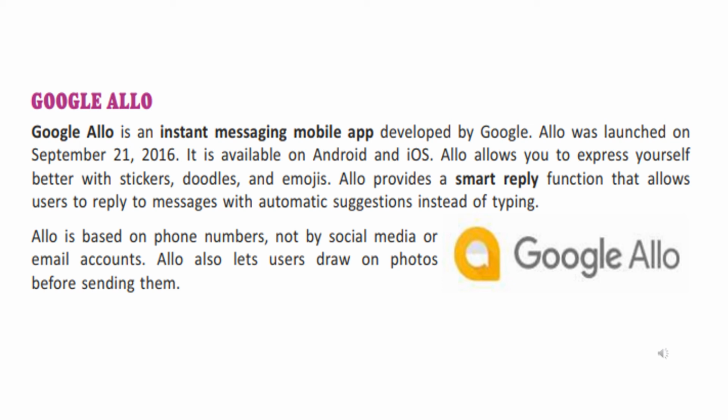You have maybe seen GIFs and emoticons: when we are not writing the reply with text, then we can send emoticons or images and moving GIF pictures while chatting with your friends. And Allo allows you to express yourself better with stickers, doodles and emoji. Allo provides a smart reply, and it is based on the phone number, not on a social media or email account. Allo also lets the user draw on a photo before sending it, as you are using Doodle by the pen, and you can do everything with the help of Google Allo.